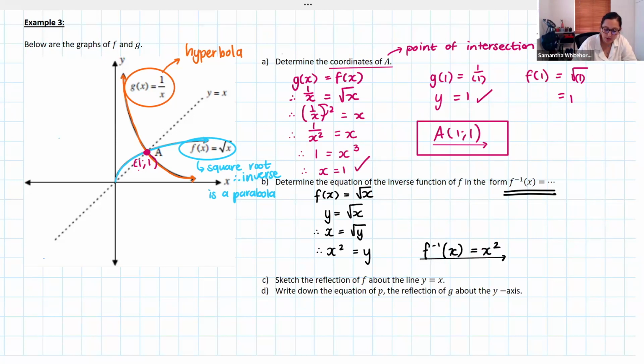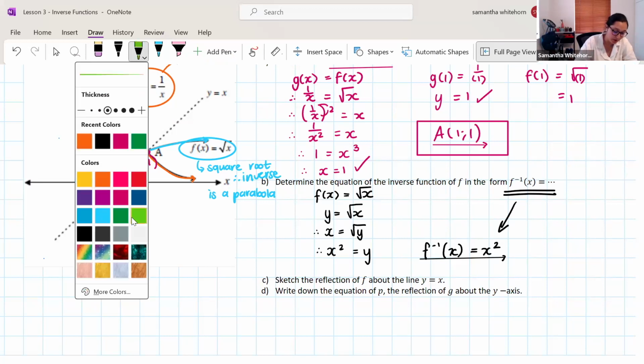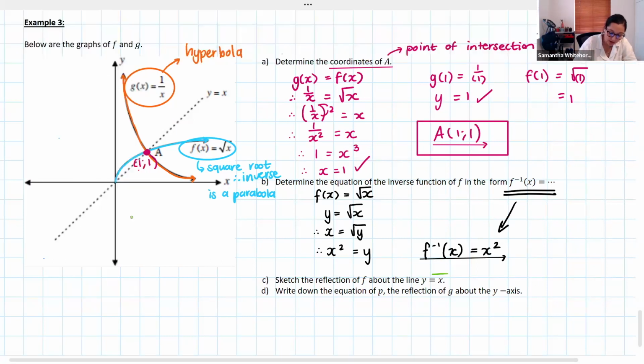We were told to put it in a specific format. We have to do that. If it tells us to write it in a format specifically, we have to do that. All right, so question C says, sketch the reflection of f about the line y equals x. Now, because we have had the discussion and because we know what this means, we know that the line y equals x means sketch the inverse.